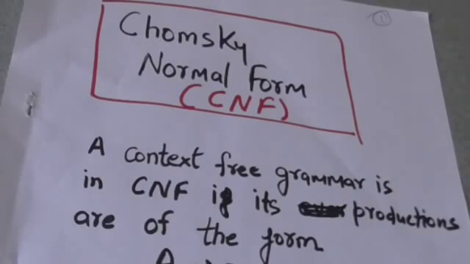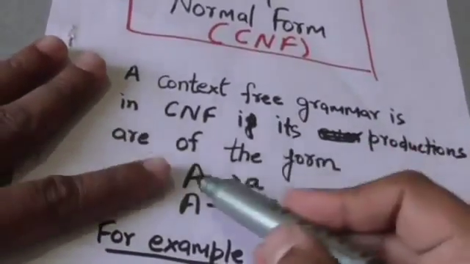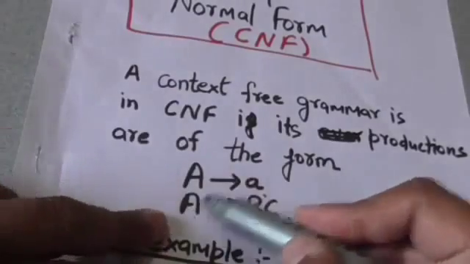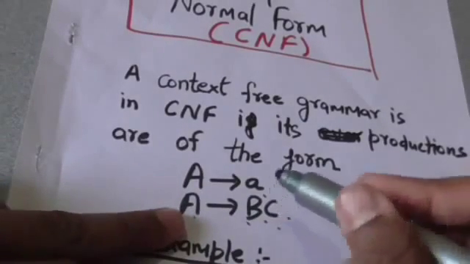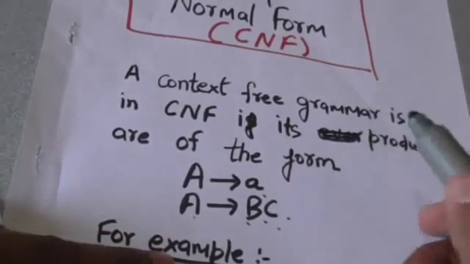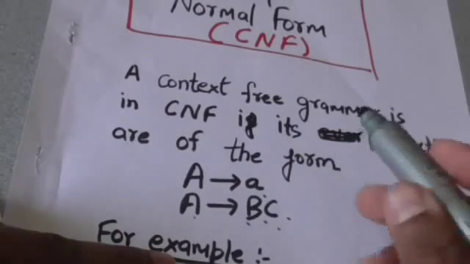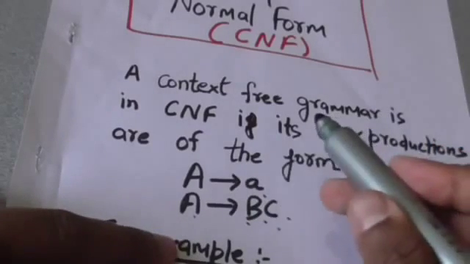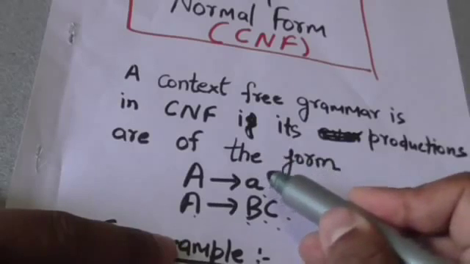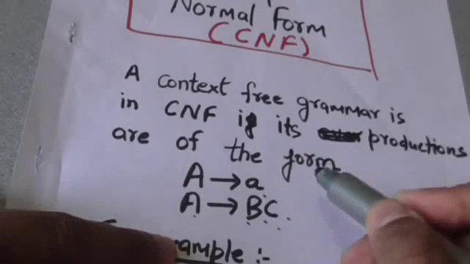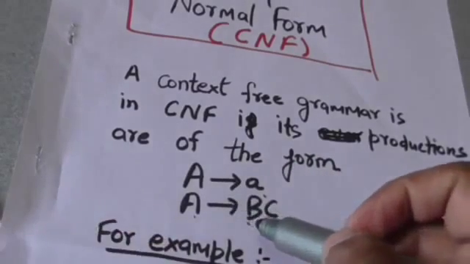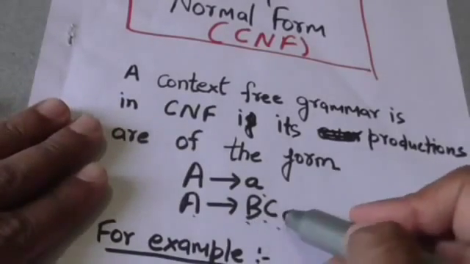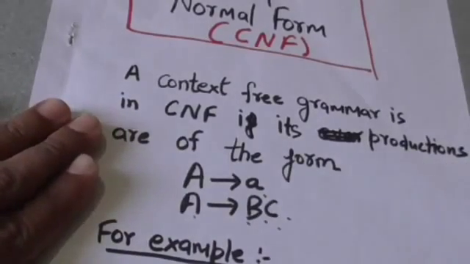A context-free grammar is in Chomsky normal form, or in CNF, if its productions are of the form A derives a, or A derives BC. It means a grammar is in Chomsky normal form if its productions have either a single terminal on their right hand side or they have two variables in their right hand side.